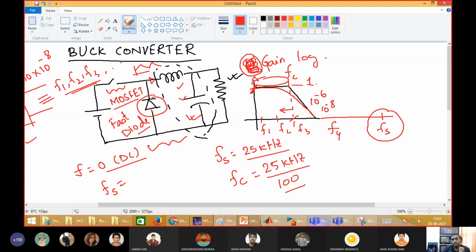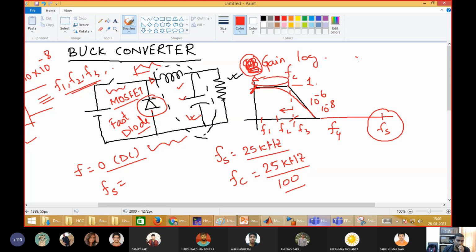Another thing is this L and C. These are very high frequency inductor and very high frequency capacitor. These values are of the order of microhenry and microfarad, tens of microfarad or tens of microhenry. It depends upon the power level of the circuit. But these are of the order of microhenry and microfarad, because we are operating at very high frequency. When you operate at very high frequency, that means what? 1 by root LC.